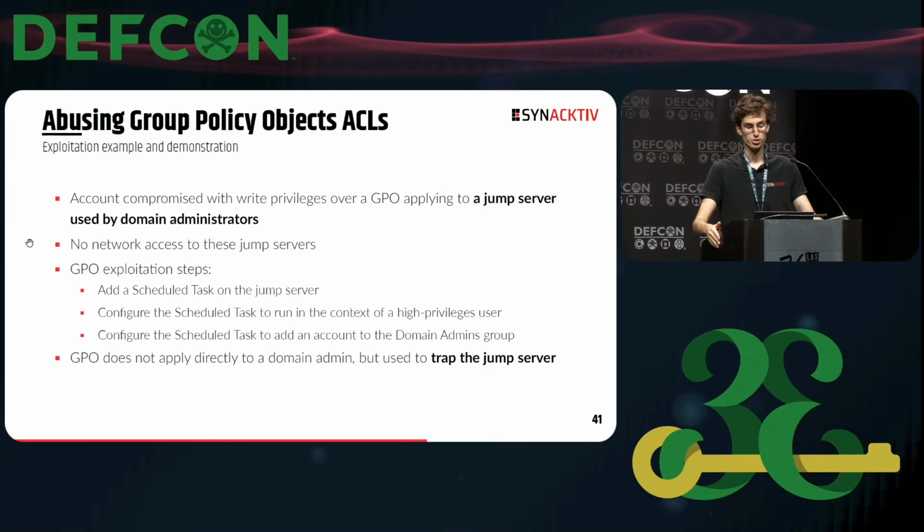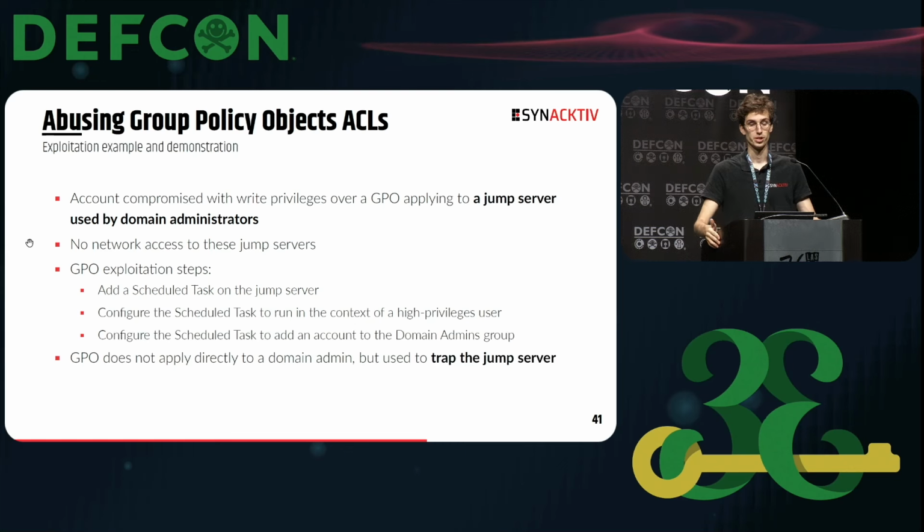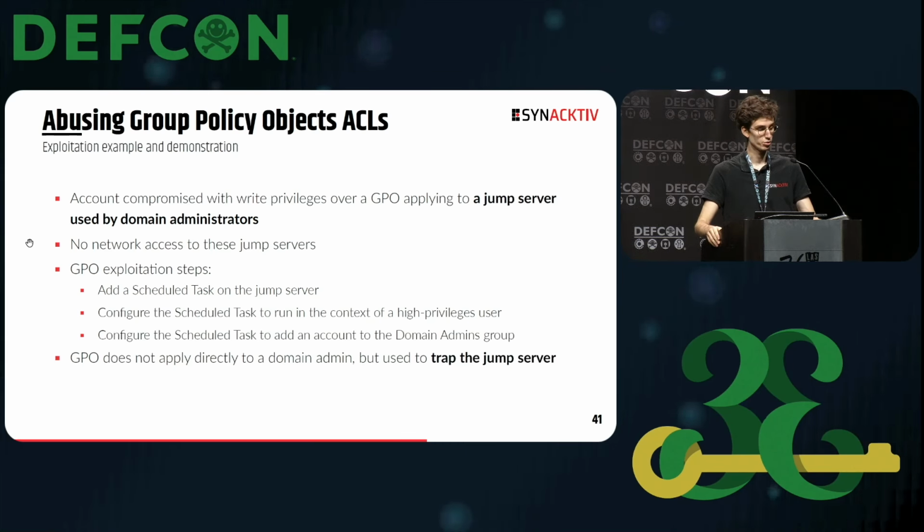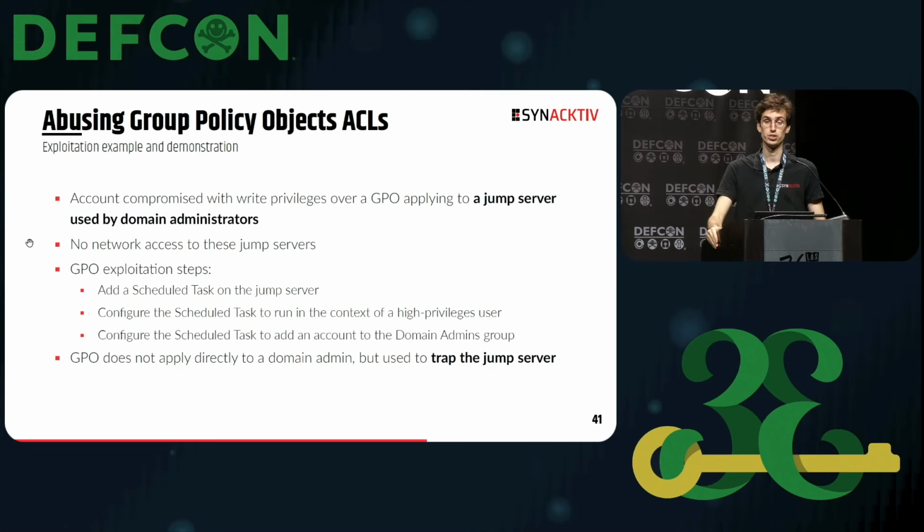For it to be a little bit more concrete, let's take a real-world example that we encountered a few months ago. And let's try to exploit it with group policy backdoor. So we compromised an account a few months back that had write privileges over a pretty interesting GPO because the GPO was applying to a jump server that was used by domain administrators in order to perform some administrative actions. We did not have any kind of privilege other than the rights on the GPO. We did not even have network access to this jump server.